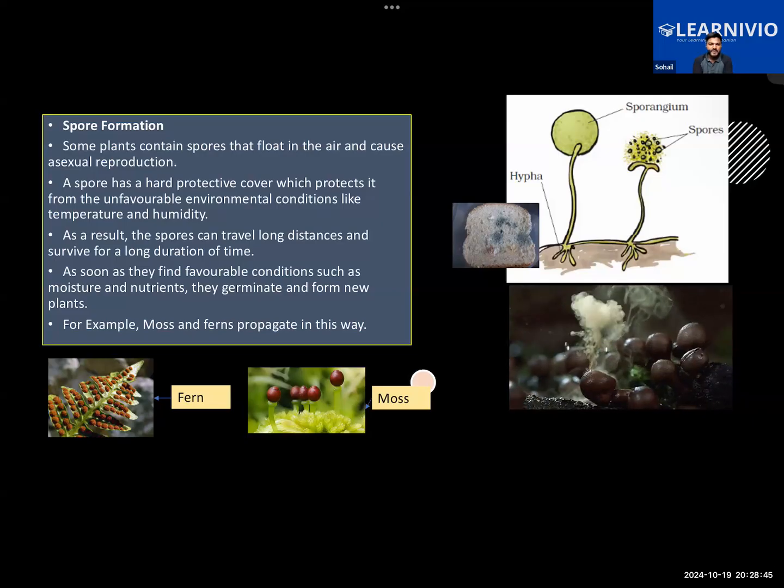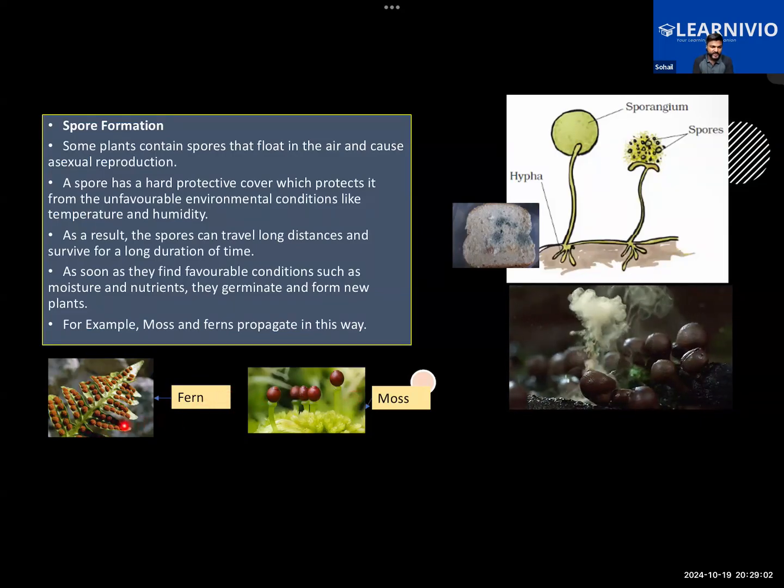Yes, sir. But the question is why we are learning about fungi, because fungi is not a plant. We are learning about it because it will help us understand how even some plants can reproduce with the help of spores. So they are plants like fern and moss.